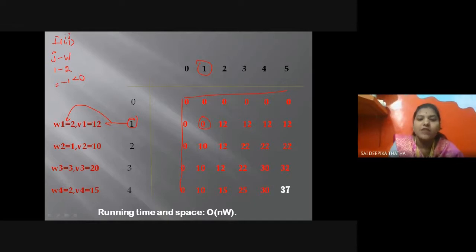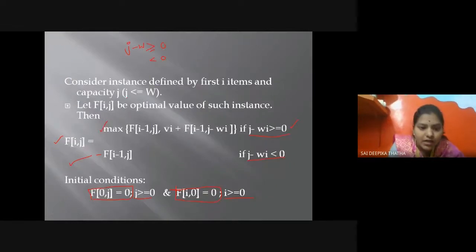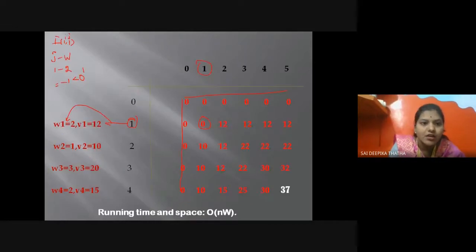So what formula do we need to use now? This is the big question we will get. This is the formula which we are going to use: f of i minus 1 comma j. Now I am writing here f of i minus 1 comma j is my formula to solve this because it is less than 0. So what is my i? Value of i is going to be 1. So 1 minus 1 comma 1.